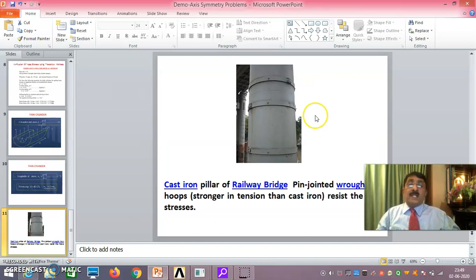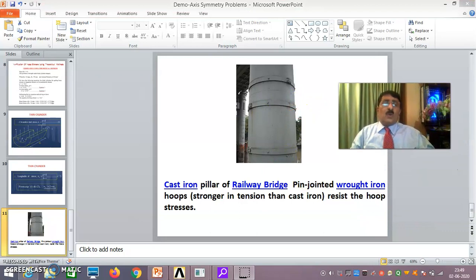Now I'll give you a simple example. You see here, this is just a simple thing you are supposed to know. This is one thing that is asked in so many interviews. See here, this is a cast iron pillar. This is a bridge, a pillar which is supporting this bridge. That is, the road above is supported by this pillar. This is a cast iron pillar of a railway bridge. It is pin jointed by wrought iron hoops. These are all called hoops. Can you understand? These are all belt-like things.